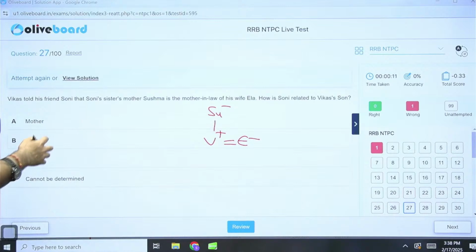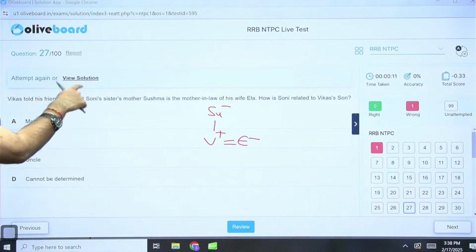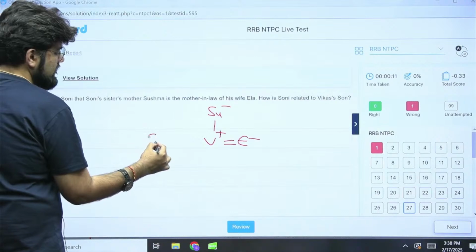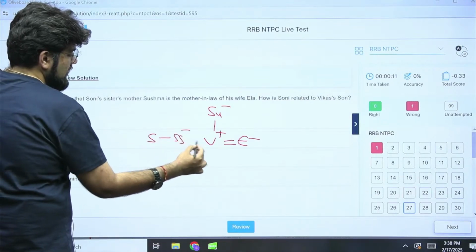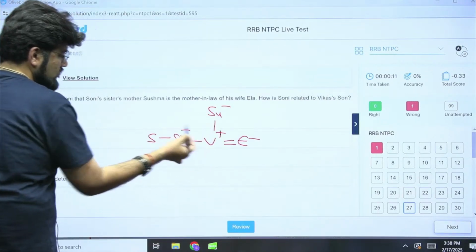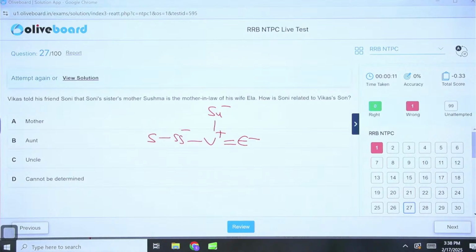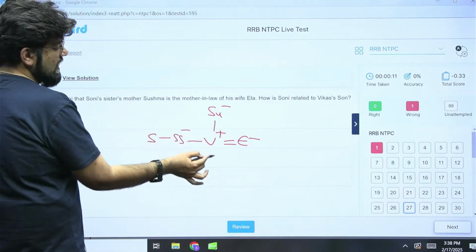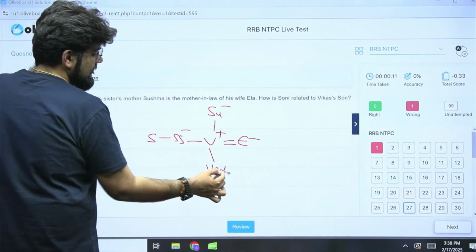And that Soni's sister's mother, Sushma. Sushma is Soni's sister's mother. So if this is Soni, this is Soni's sister, Sushma is her mother. So Soni's sister is nobody but Vikas's sister also. This is the question basically. This is a tree. The question is asking you, how is Soni related to Vikas's son? So we have Vikas's son here.